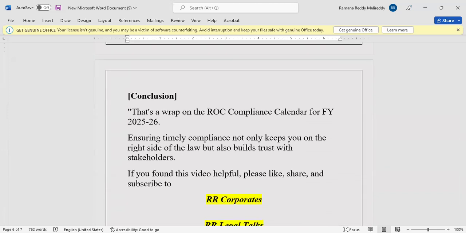Now the conclusion: ensuring timely compliance not only keeps you on the right side of the law, but also builds trust with the stakeholders.